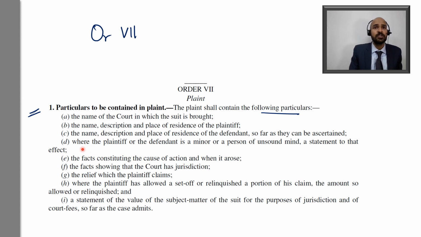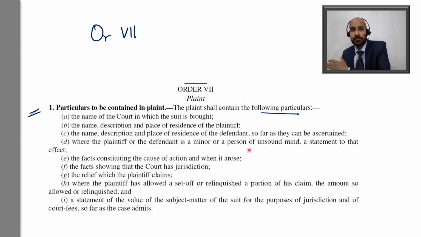So for example, if you see here, it says where the person is a minor or of unsound mind. In such a case, you have to say that this person is being represented through so and so, who is the next of kin. You have to show that the court has jurisdiction, the relief that is sought. Here this talks about a set off. I'll talk about this in a moment when we proceed to Order 8 and so on. So read this carefully. It tells you as to what the contents of the plaint should be.